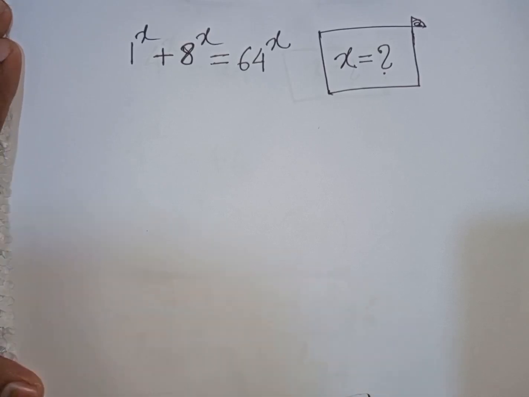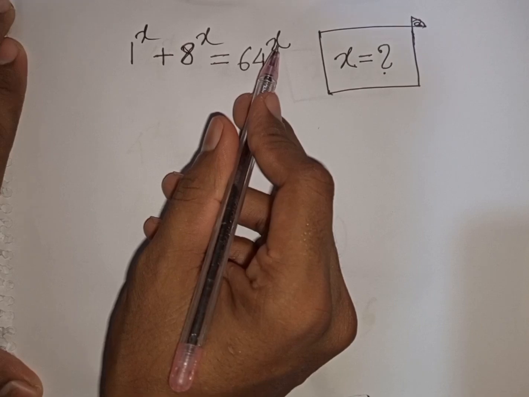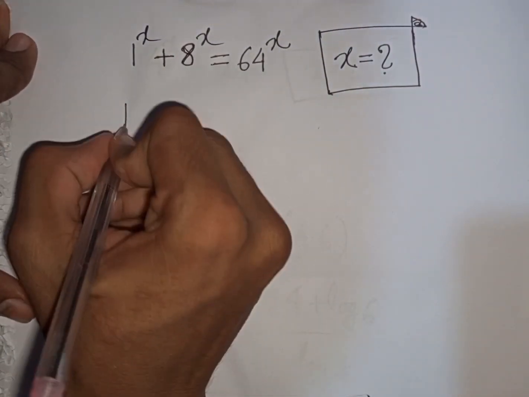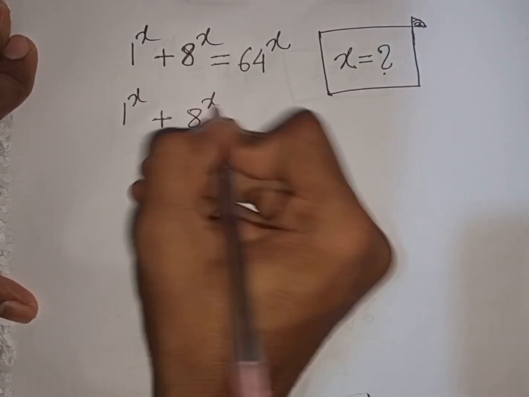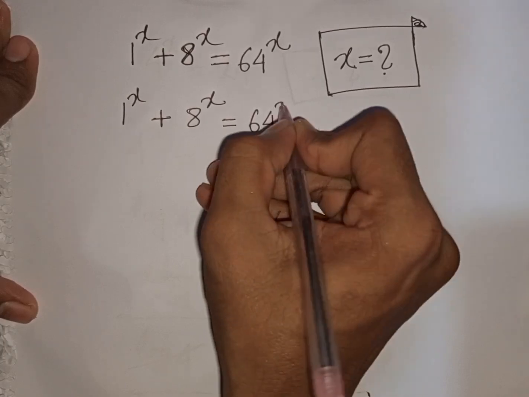How to solve 1 power x plus 8 power x is equal to 64 power x. What is the value of x? So, we have 1 power x plus 8 power x is equal to 64 power x.